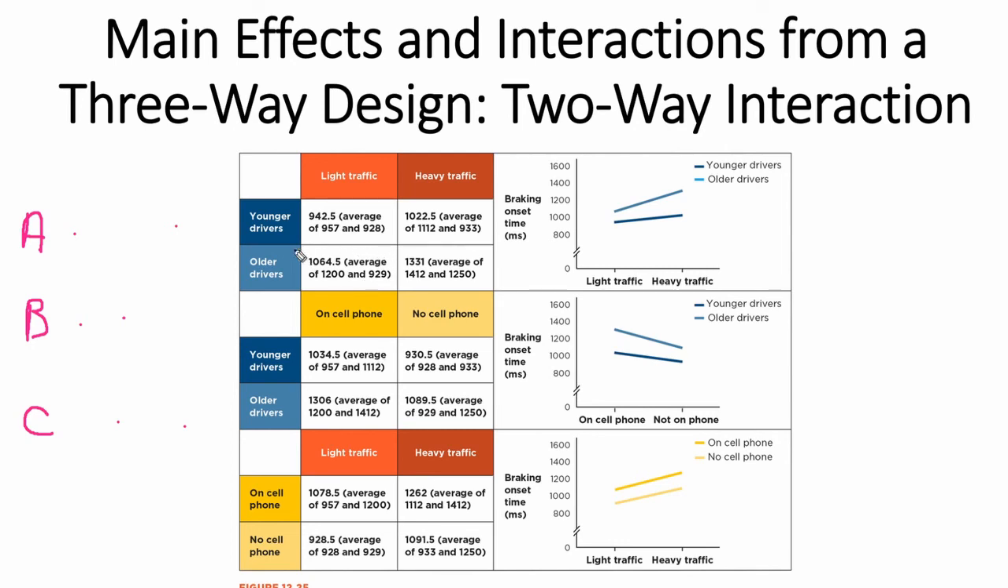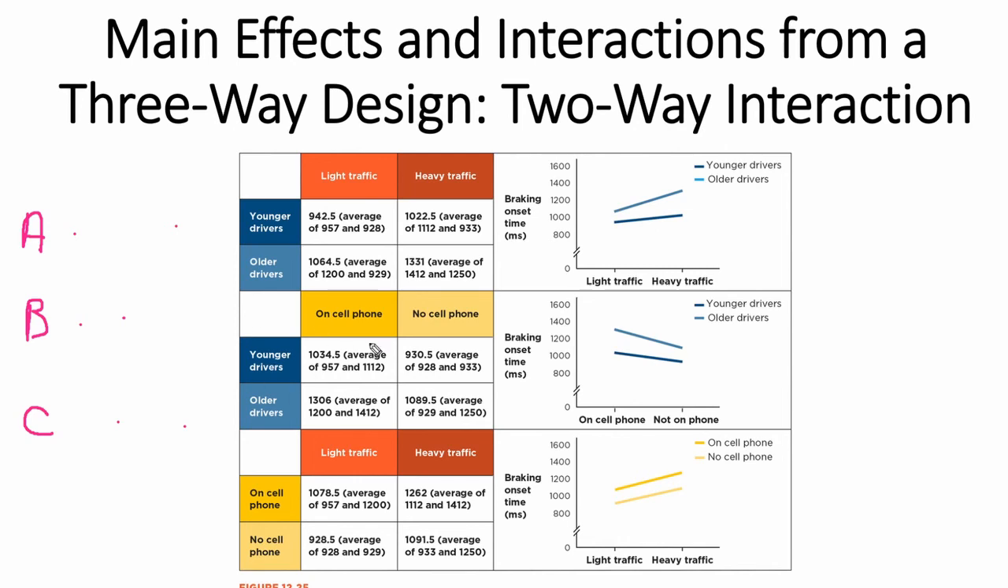So we can look at the comparison of driver age and light versus heavy traffic. If we average across the two different cell phone conditions, what do we see for young drivers in light traffic? And if we average across cell phone conditions, what do we see for young drivers in heavy traffic? Old drivers in light traffic, old drivers in heavy traffic. And we can graph those over here, and we can see that these lines aren't parallel, so there is an interaction between age and traffic condition.